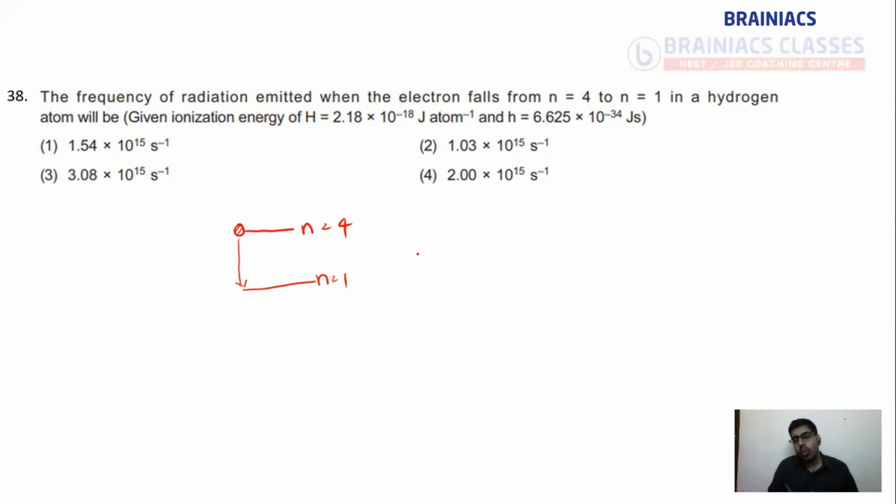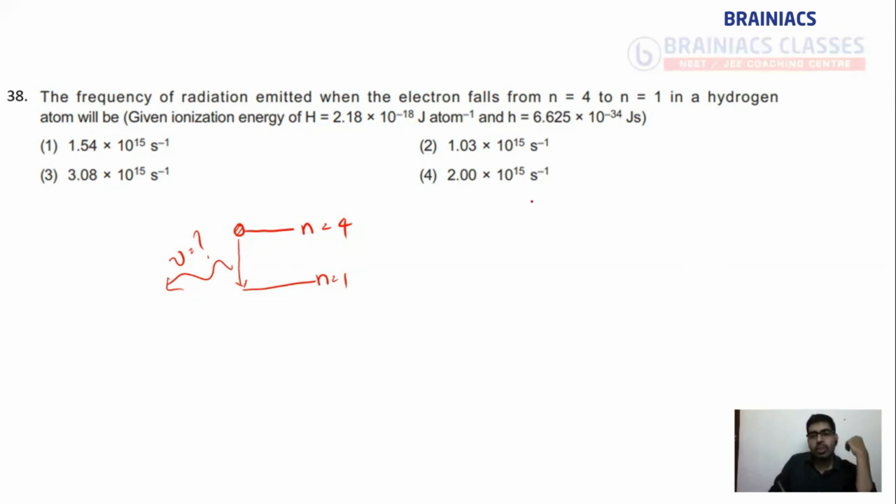Now we can use two formulas to find the frequency of radiation emitted when an electron jumps from n is equal to 4 to n is equal to 1. There are two equations. Already this is discussed in the line spectrum part. If you want the theory again, you can refer to the video. We can use two formulas to calculate the energy released when an electron jumps from a higher energy level to a lower energy level.